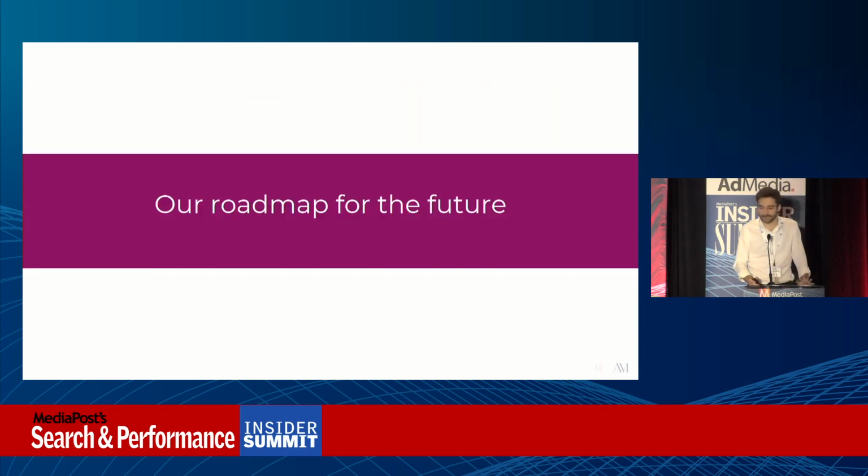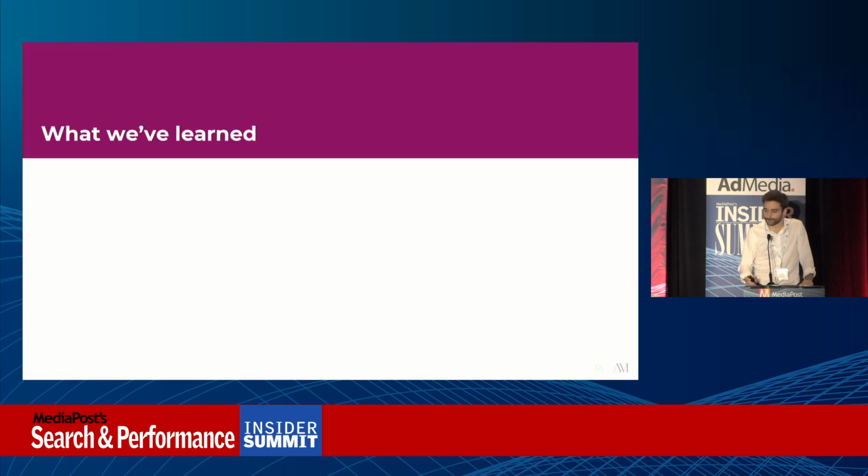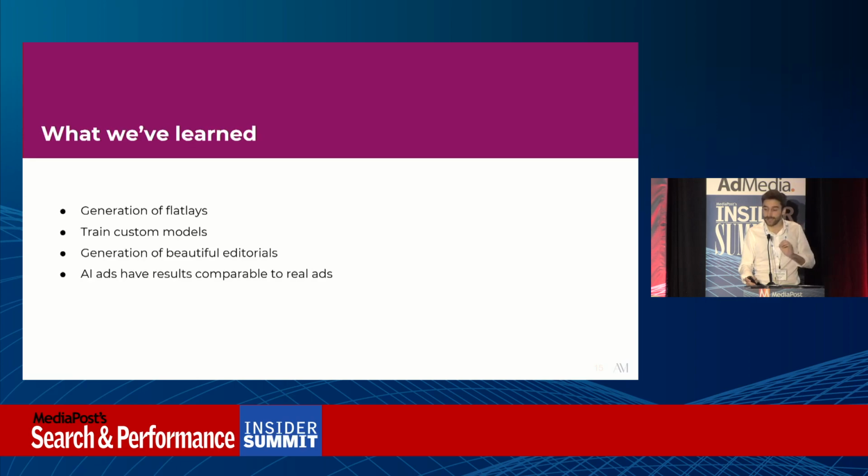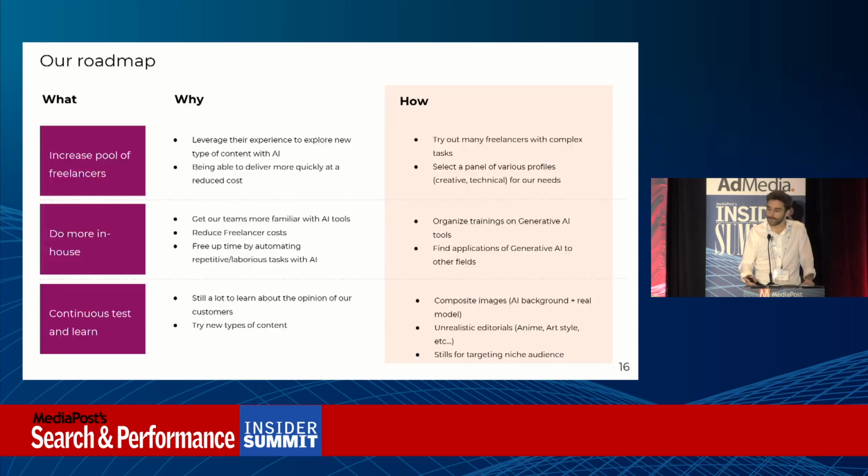So based on this, this is our roadmap for the future. So what we've learned so far is generation of flat lays, how to train custom models, make beautiful editorials, that AI ads do work, and that customers don't like seeing lingerie on AI models. And this is, once again, very academic in 3 parts, our roadmap. So first, we want to increase the pool of freelancers to have more content more quickly. Then do more in-house ourselves.